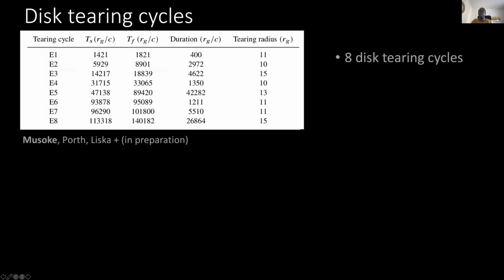We find that the disk tears 8 times over the total evolution period of 140,000 r_g/c, and each of these tearing cycles is listed in this table, alongside their start times, end times, duration, and the tearing radius. From this table, you can see that all of the different tearing cycles have different durations, and the disk tears at a different location in each of the tearing cycles.